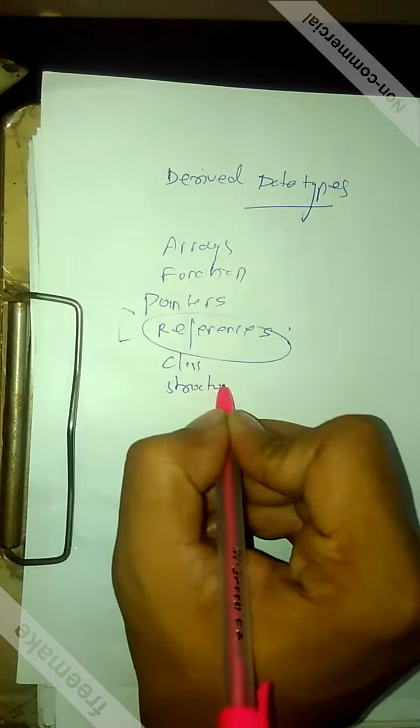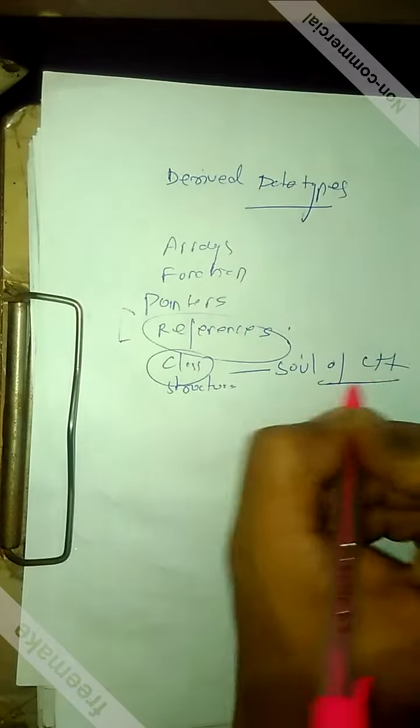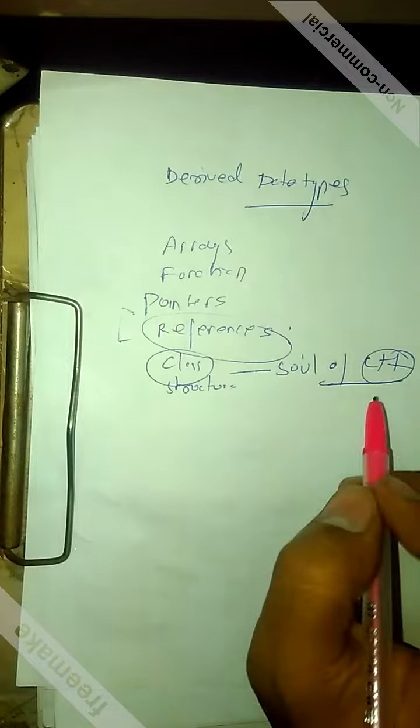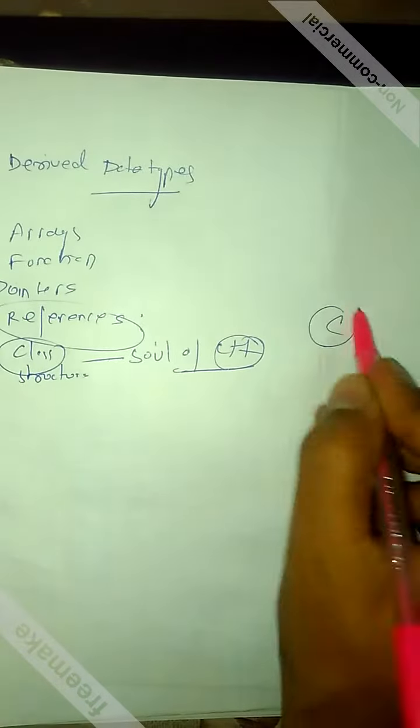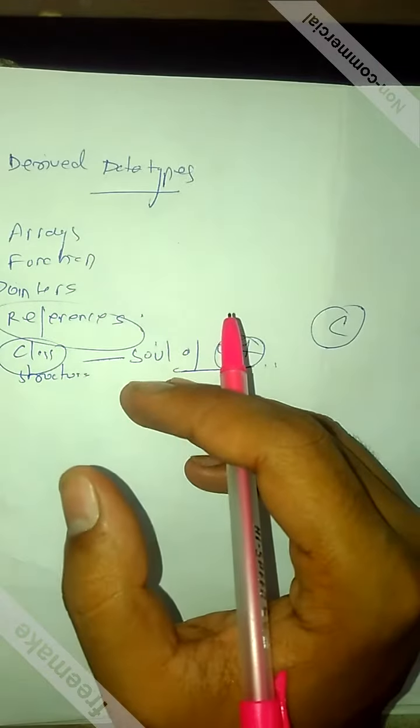Class is the soul of C++. Before C++ we had the C language, and it became C++ because of the introduction of class. So class made C++ what it is today. Class is a very interesting topic. If I get a chance, I will obviously like to discuss it with you guys. Class is the soul of C++.